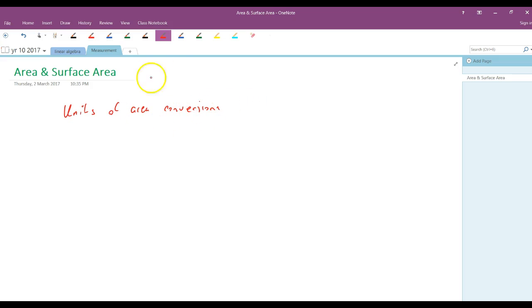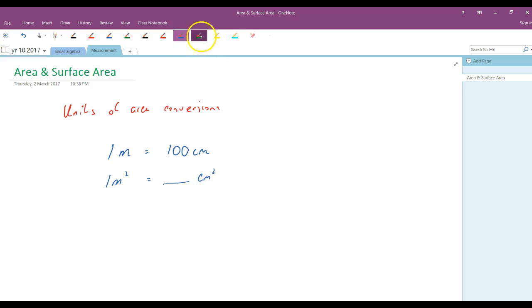Units of area conversions. So if I said to you, what does 1 meter give me in centimeters? Well, I guess we all know it's 100 centimeters. But what about 1 meter squared? How many centimeters squared is that? Now, if you answer 100, you're in good company, as a lot of people will, but you're also in good company in being wrong. 1 meter squared is not 100 centimeters squared.